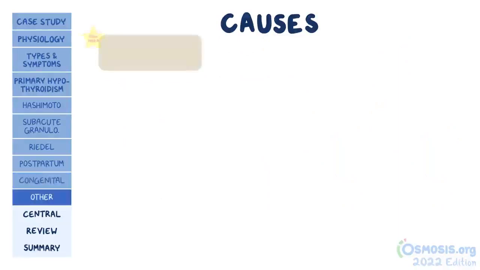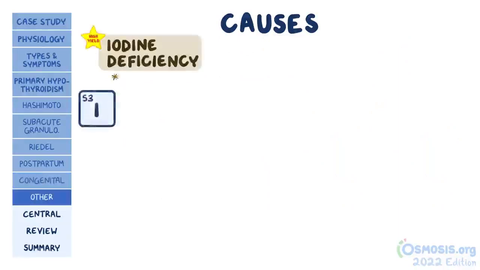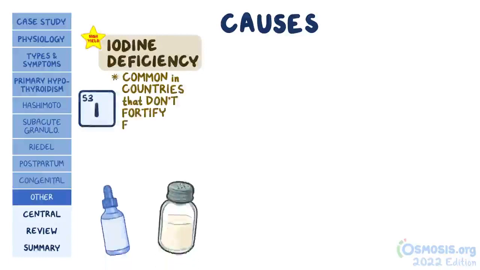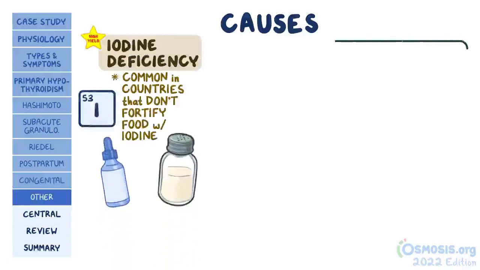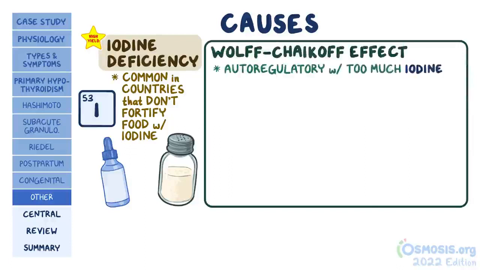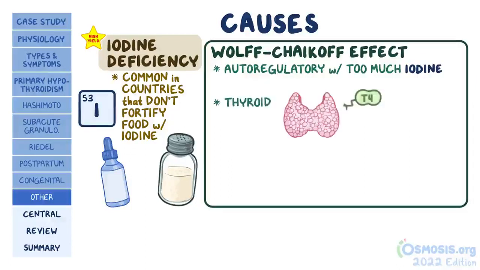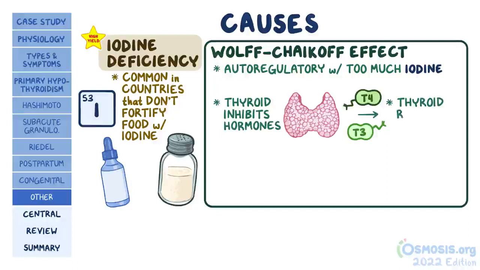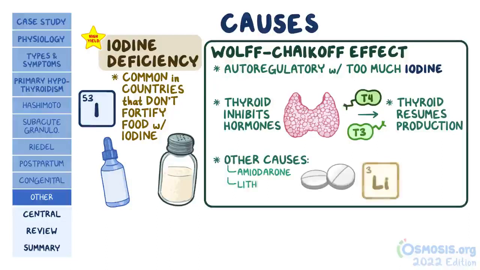Finally, hypothyroidism can be caused by iodine deficiency, and this is common in low-income countries that don't fortify food with iodine. Another cause of primary hypothyroidism is the Wolff-Chaikoff effect. This is an autoregulatory phenomenon that happens when there's too much iodine. With too much iodine, the thyroid responds by inhibiting the synthesis of thyroid hormones in order to avoid producing too many hormones. This doesn't last forever, though. Eventually, the thyroid will escape this effect and resume thyroid hormone production. Other causes include medications that decrease thyroid hormone synthesis, like amiodarone, lithium, and sulfonamides.